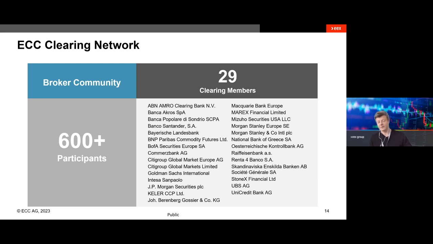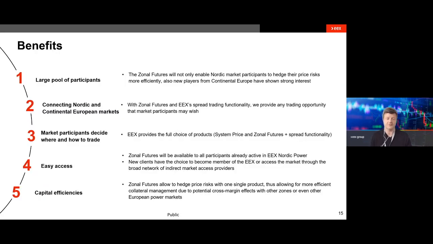So thereafter, we can move on to slide 15. And in slide 15, I'll pass back on to Stefan, who will round up some of the key benefits before we open the floor to questions.